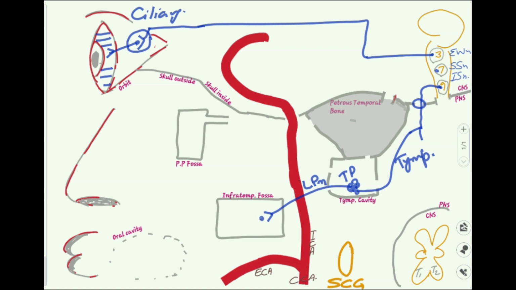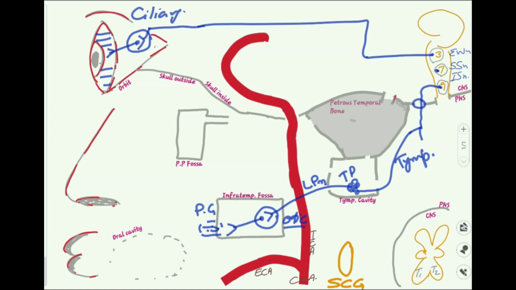The lesser petrosal nerve reaches the destination, that is the infratemporal fossa. Here it terminates and synapses with the postganglionic neuron. We get a ganglia here. This ganglia is known as the otic ganglia. The otic ganglia is present in the infratemporal fossa. The postganglionic neuron will supply the target, and the target is the parotid gland.